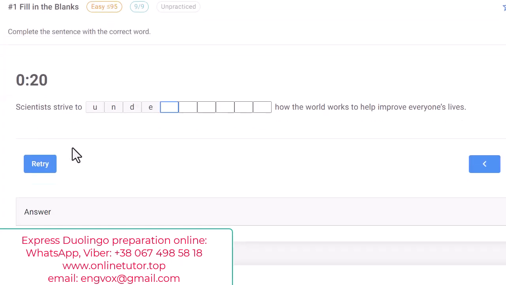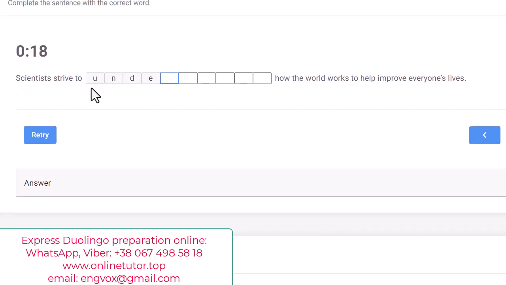And we have the last example for today. The last exercise. Easy, okay. This is really the easiest for today. Probably if you don't know this, like if you don't answer this without me now, it's a problem for you. I mean, I think it's not yet time to take Duolingo or any other English test for you. Scientists strive to understand how the world works to help improve everyone's lives.